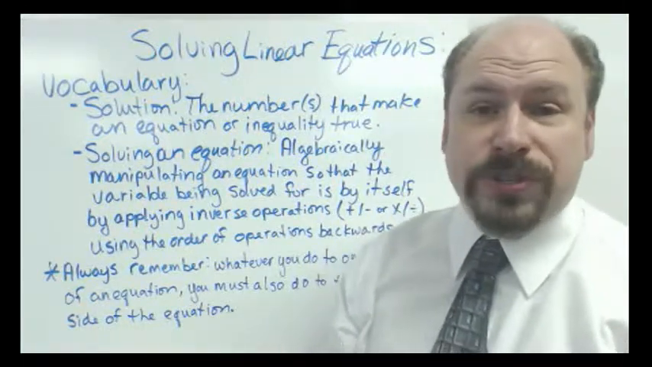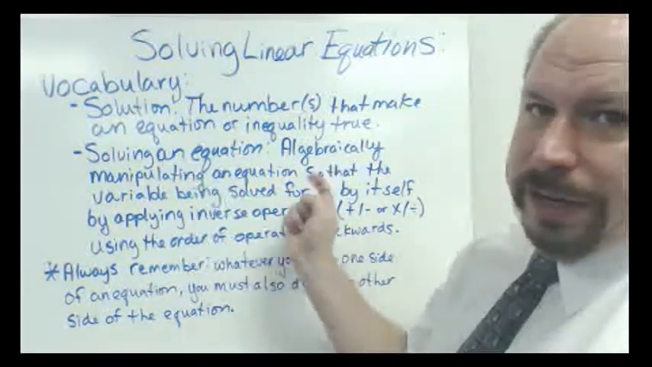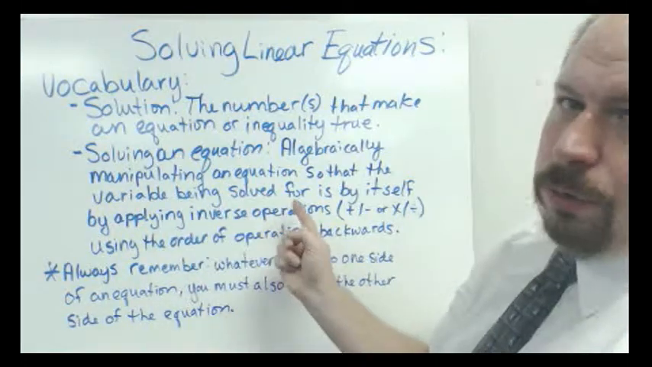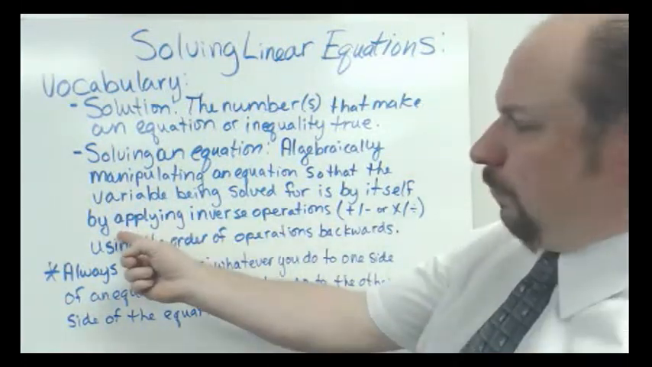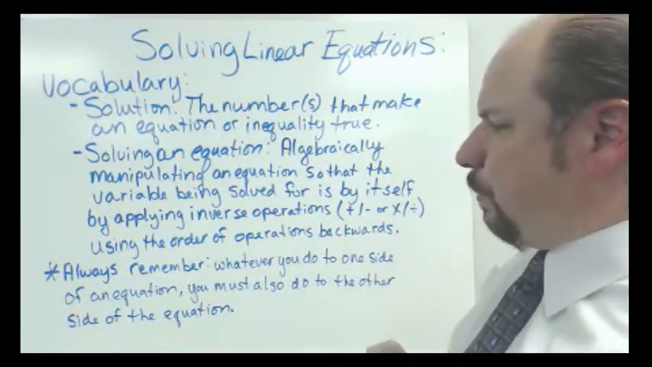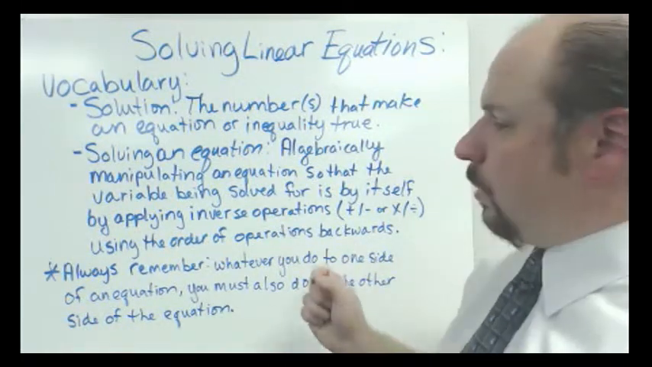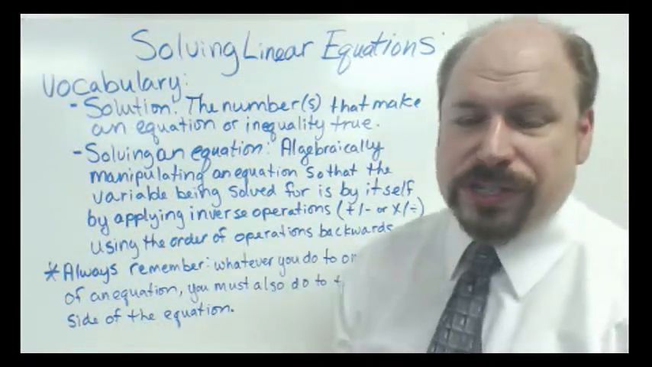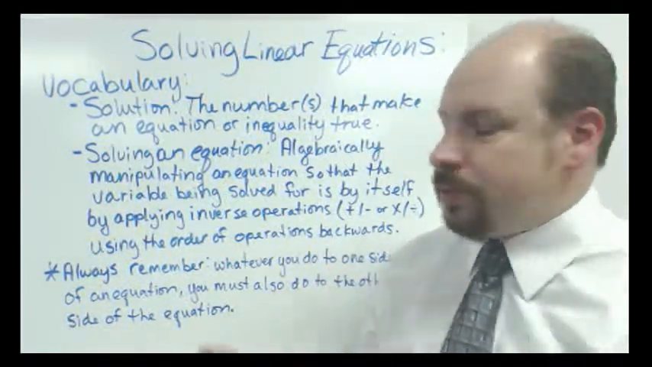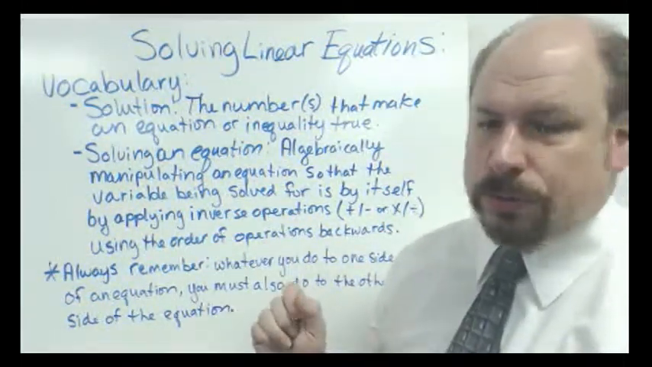So when you solve an equation, you are algebraically manipulating an equation so that the variable being solved for is by itself. And you do this by applying inverse operations, add, subtract, multiply, or divide by, for example, using the order of operations backwards. You're used to using order of operations when you're simplifying expressions. Now when we solve, we're going to use order of operations backwards, and we'll do some examples of that here in just a second.